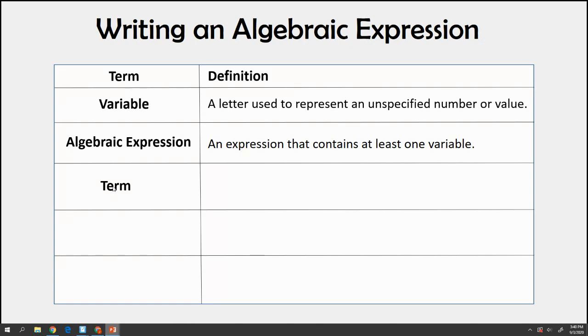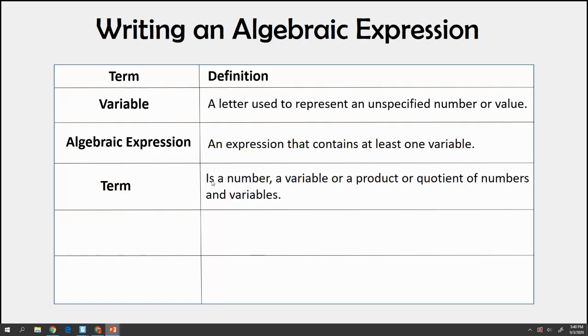A term, you'll hear me use this a lot. A term is simply a number, a variable, or a product or quotient of numbers and variables. They're clustered together, attached by multiplication, and as we go I'll point those out, but you'll hear me say what's this term, and what term has the variable in it. The variable term is the term that contains the variable. So if I had 3x plus 7, the variable term would be the 3x.